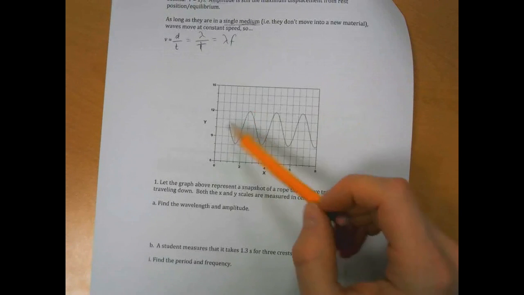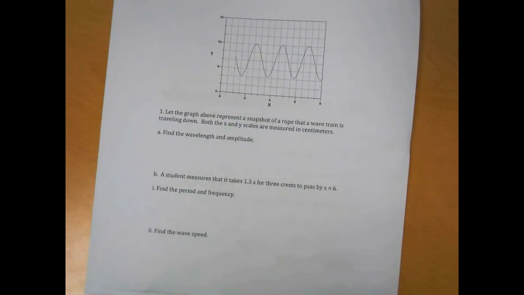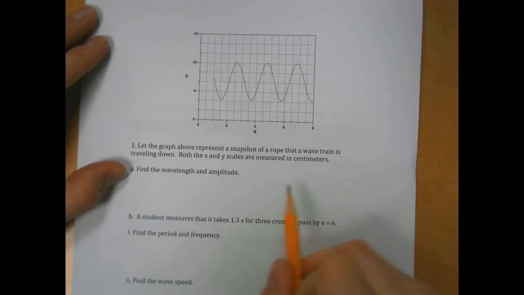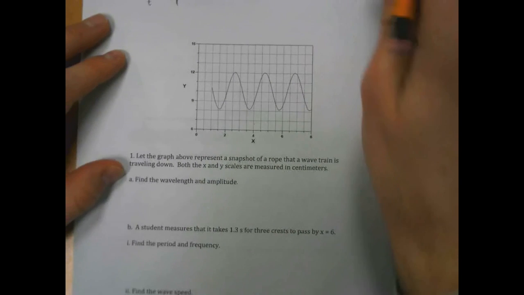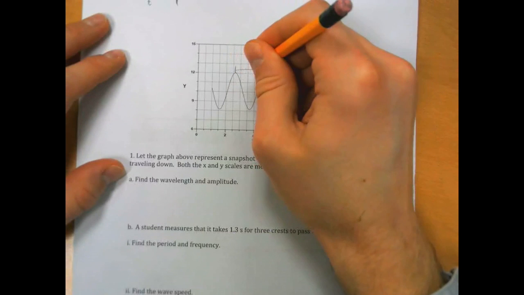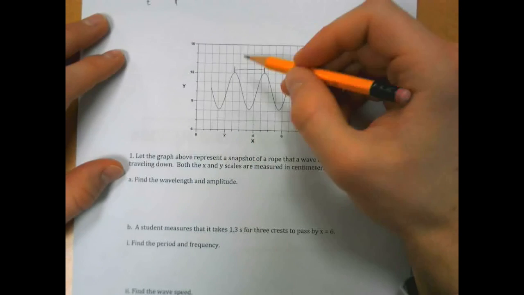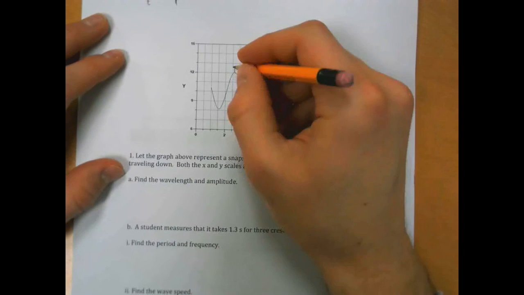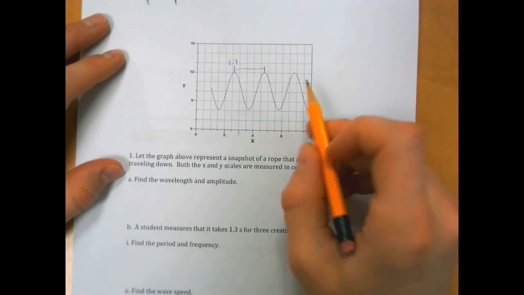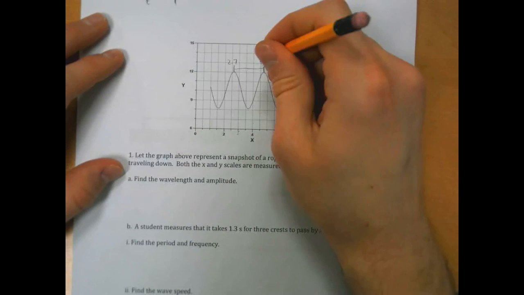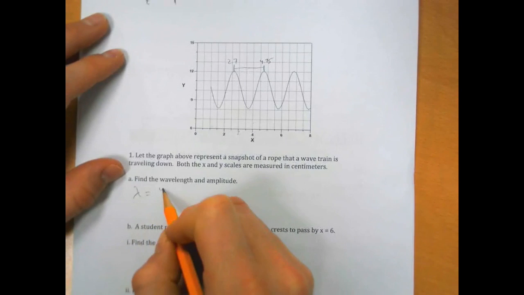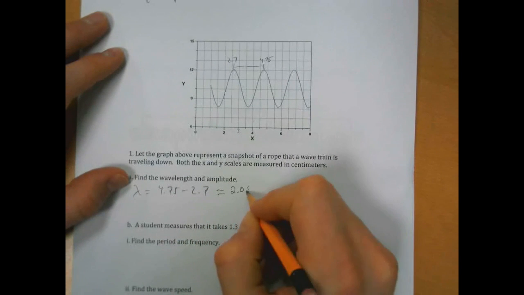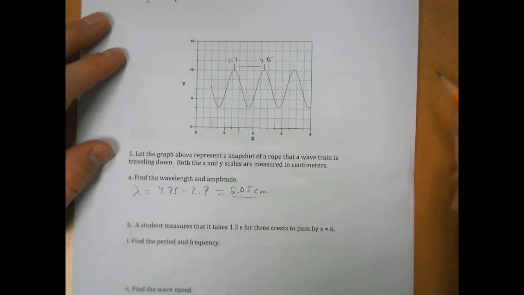So let's say this graph here is a snapshot of a rope that a wave train or a continuous wave is traveling down. Let's say the x and y scales are measured in centimeters. We want to find wavelength and amplitude. Well, we can just look at the graph. Wavelength is going to be from crest to crest. We can't necessarily tell exactly, but this is 3, so that's 2.5. Call this 2.7. And then we could approximate, it's 4.5. This could be about 4.75. So then our wavelength is going to be 4.75 minus 2.7. So our wavelength is approximately equal to 2.05 centimeters.